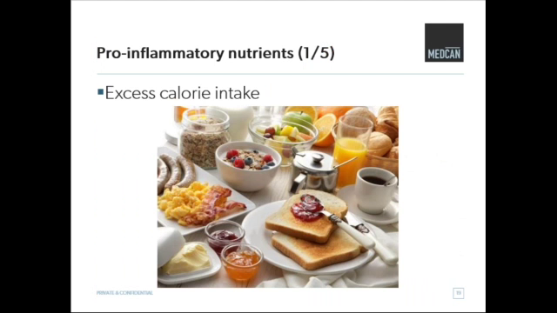Let's start with the pro-inflammatory nutrients. As we've seen 2 slides ago, overeating can stimulate fat cells to grow, which can lead to abdominal obesity, which can increase inflammation. Studies have shown that reducing calorie intake by 30% can decrease blood levels of inflammatory markers, can reduce body fat, improve weight to height ratio, improve sugar levels in the blood and the insulin sensitivity to that sugar, as well as improve blood cholesterol levels.